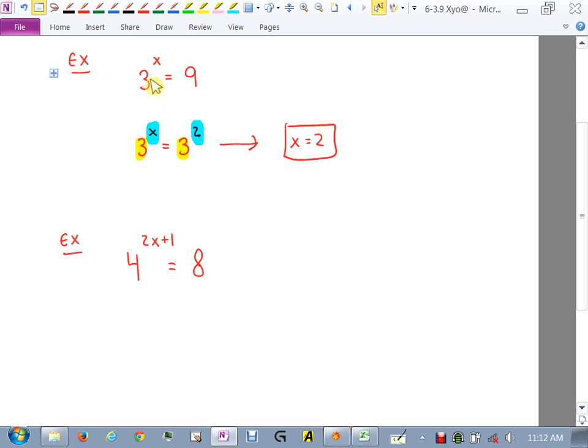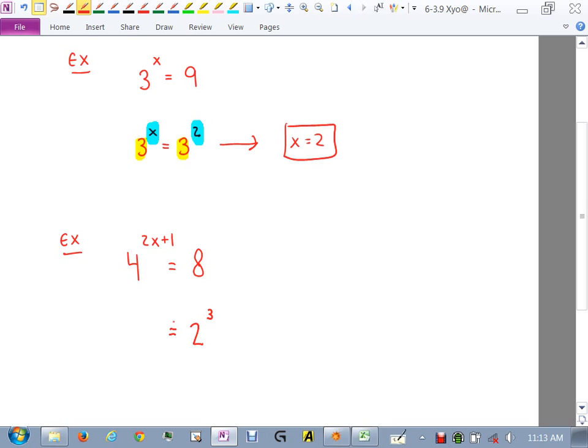Does it work the same way that this one did? I can't write the 8 as a power of 4, right? 8 is not 4 squared or 4 to the first power. But it's 2 cubed. 8 is 2 cubed. That's the only one you can think of. Okay, if this is going to be written as 2 cubed, let me just write it down.